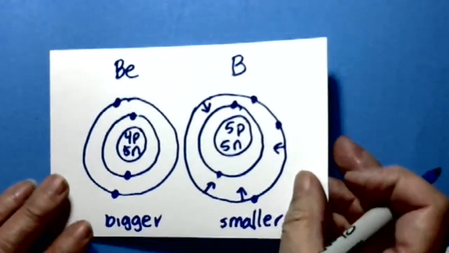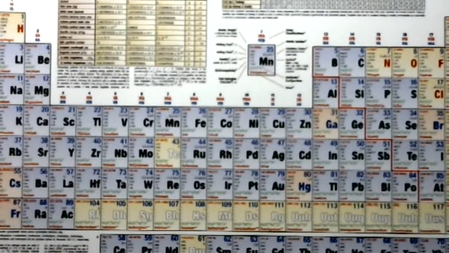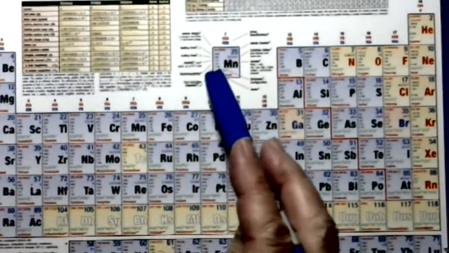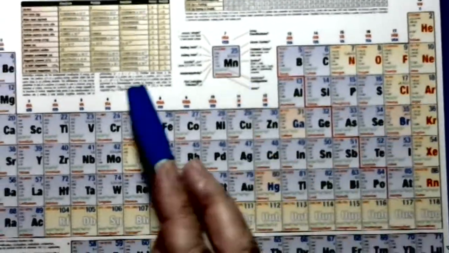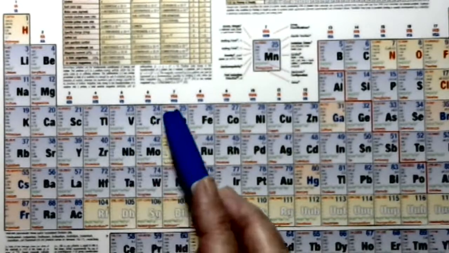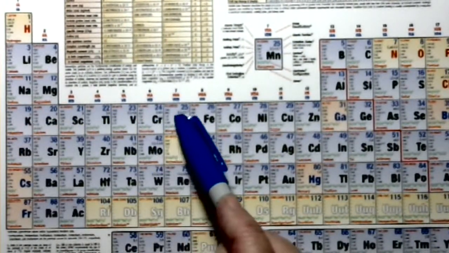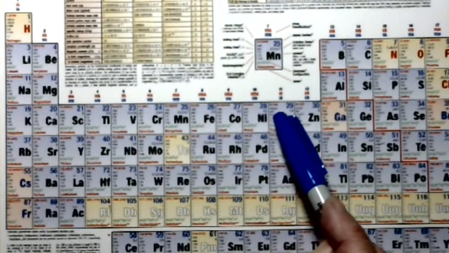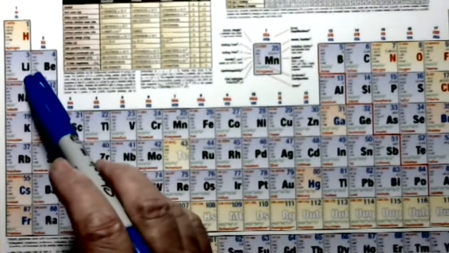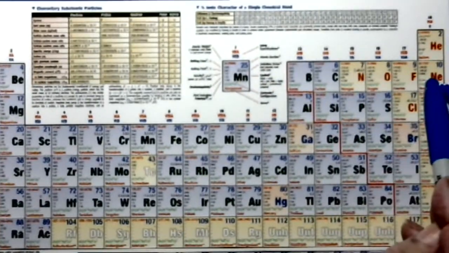So let's summarize what happens using our periodic table, okay? As we go across the periodic table, we are in the same energy level, except for the d's, which are 1 energy level lower. So we keep adding protons, making the nucleus pull in more and more. So as I go across this way, the atoms get smaller and smaller and smaller, okay?